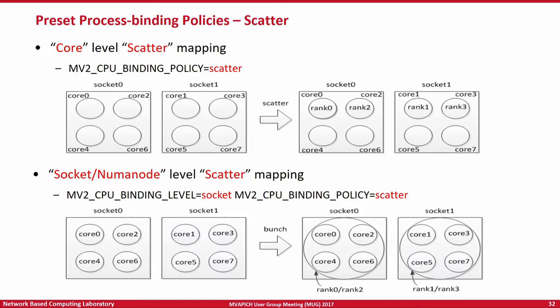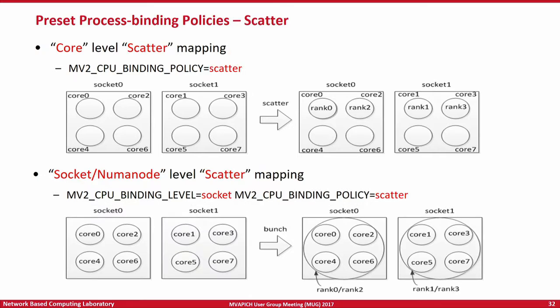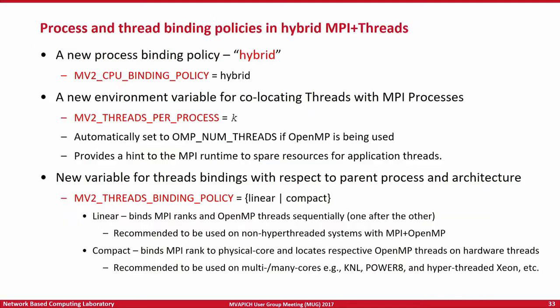Now we recently introduced process and thread binding policies in the hybrid mode. For that you would set the binding policy as thread, and you would tell MVAPICH2 how many threads are expected per process. So let's say if you are using 4 OpenMP threads or 6 OpenMP threads, you would tell MVAPICH2 whatever number of OpenMP threads you are planning to use by setting the MV2_THREADS_PER_PROCESS variable to that particular value.